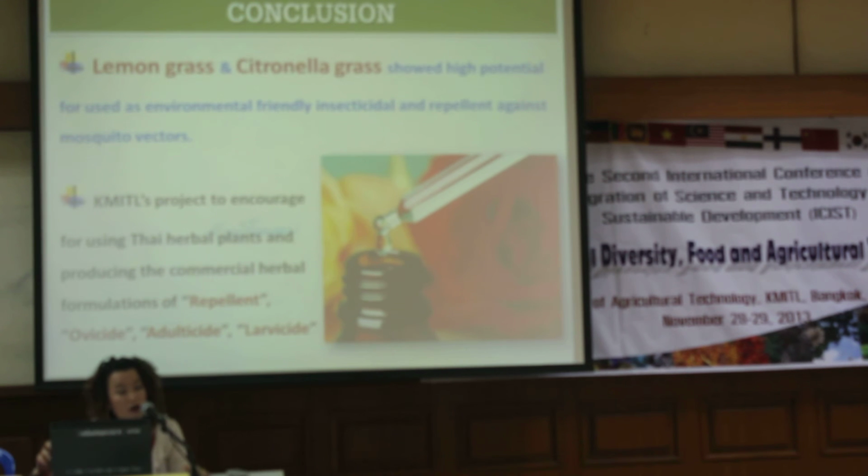This brings me to the end of my talk. Essential oils of lemongrass and citronella grass show high potential for use as an environmentally friendly repellent against mosquito vectors. The Laboratory of Plant Production Technology section from King Mongkut's Institute of Technology Ladkrabang has a project to encourage using Thai herbal plants and producing commercial herbal formulations in terms of repellent, ovicide, adulticide, and larvicide.